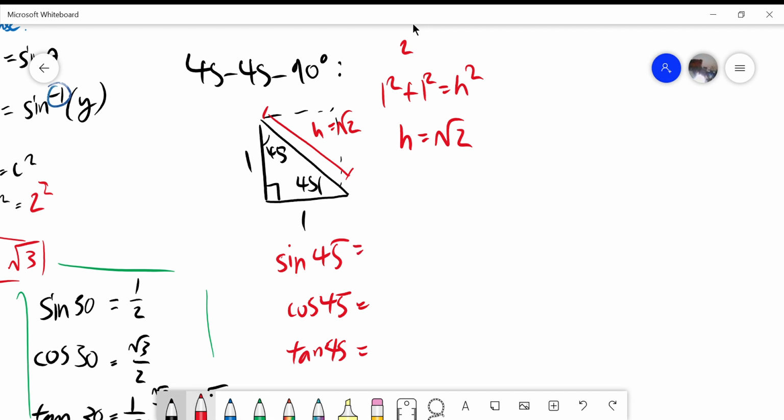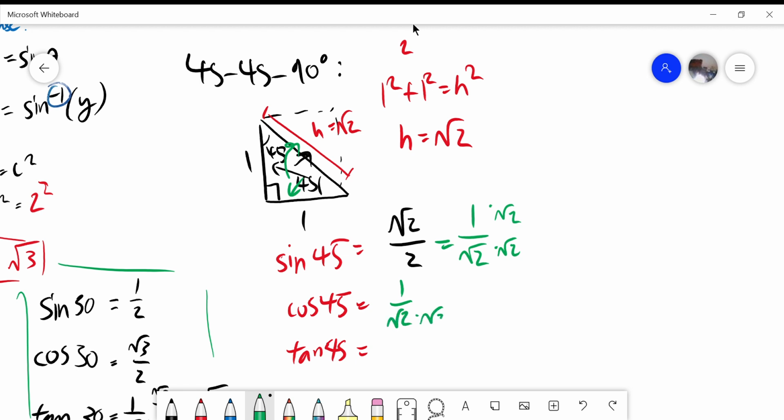For sine of 45, it's opposite over the hypotenuse, so it's going to be root 2 over 2. And for cosine, adjacent over hypotenuse, which is also equal to root 2 over 2. How do we get root 2 over 2? Well, this is actually 1 over root 2. We rationalize the denominator, and we get root 2 over 2. Same for this one. And for tangent of 45, we got 1 over 1, which is just 1. And we are done.